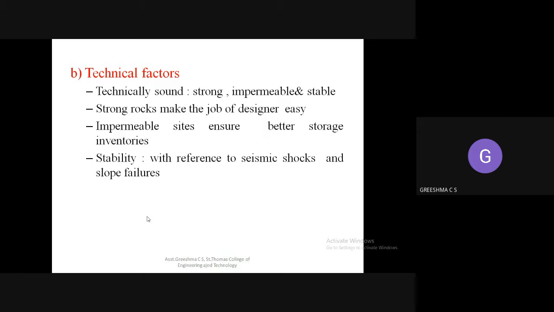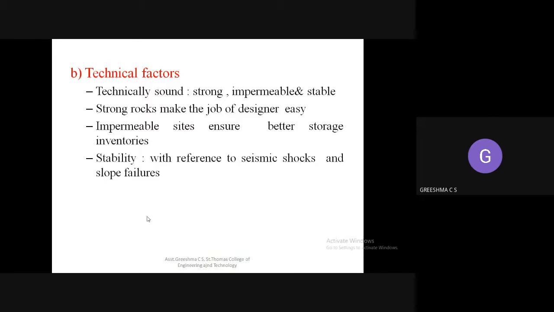Technical factors. You have to see that the site should be technically sound, strong, impermeable and stable. That means the site should be strong enough to take this dam. It should be impermeable. That is, the rock or the land lying there should not allow the water to pass through it. That means it should have a hard strata.